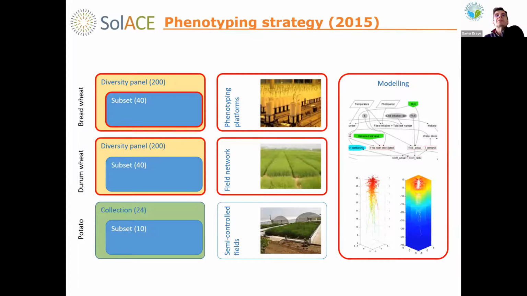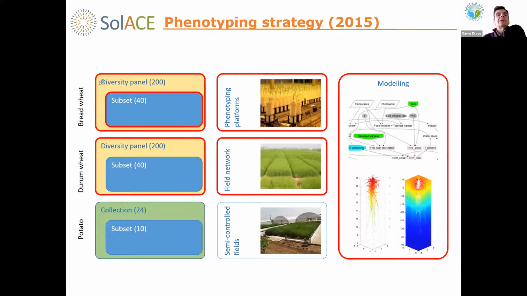So when we started and designed the SolACE project, we had a very big ambition in terms of phenotyping strategy. It was in 2015, so time is going on. We have been working on 3 species: potato, durum, and red wheat. Today we are going to talk mostly about durum and red wheat.